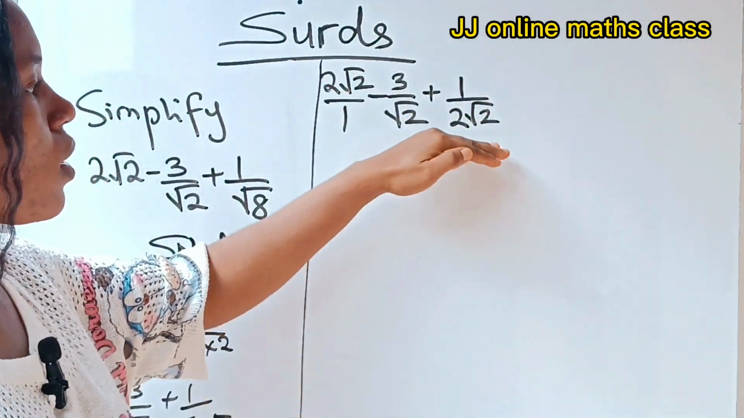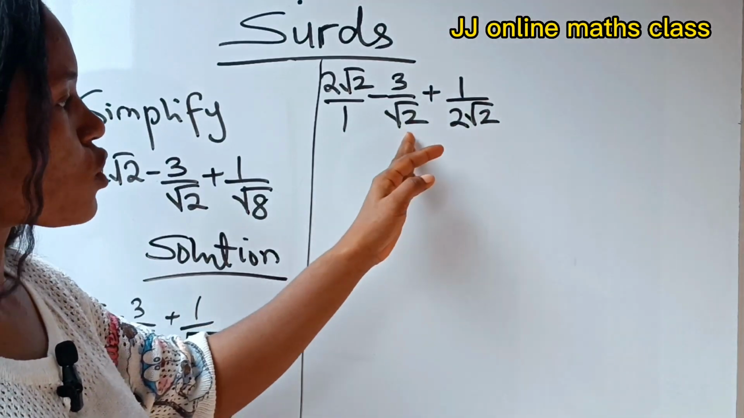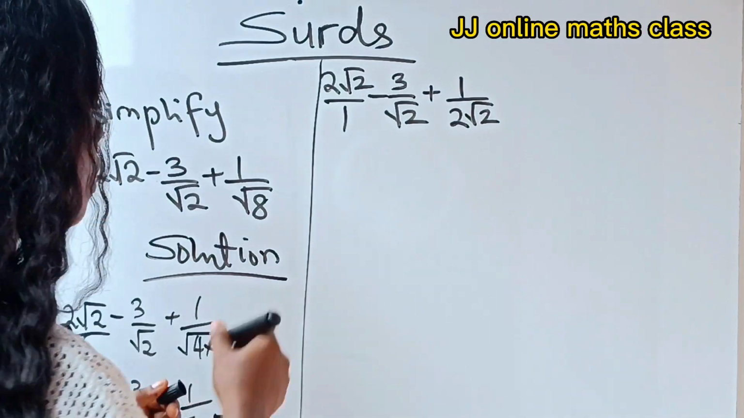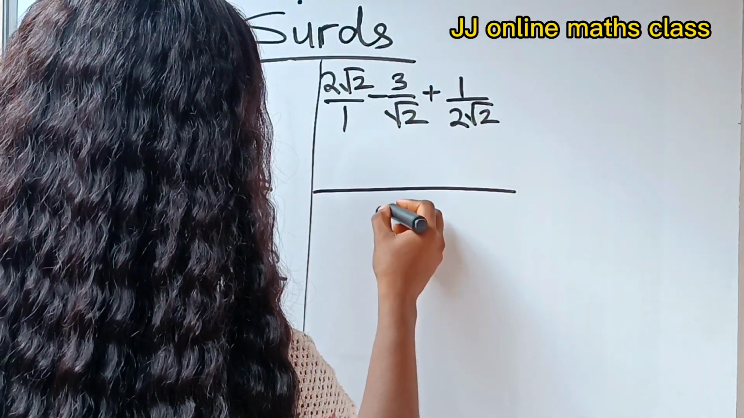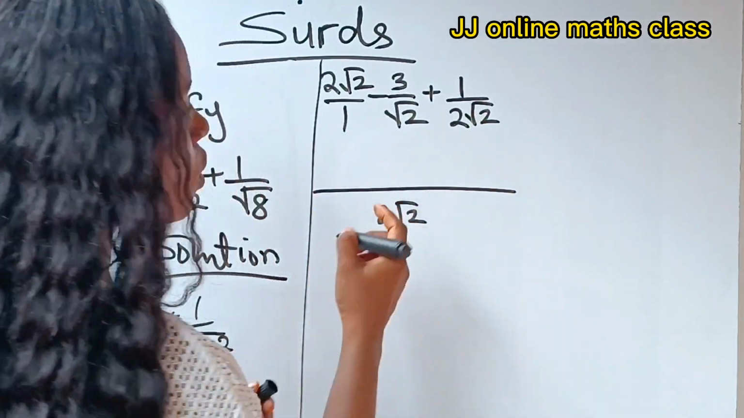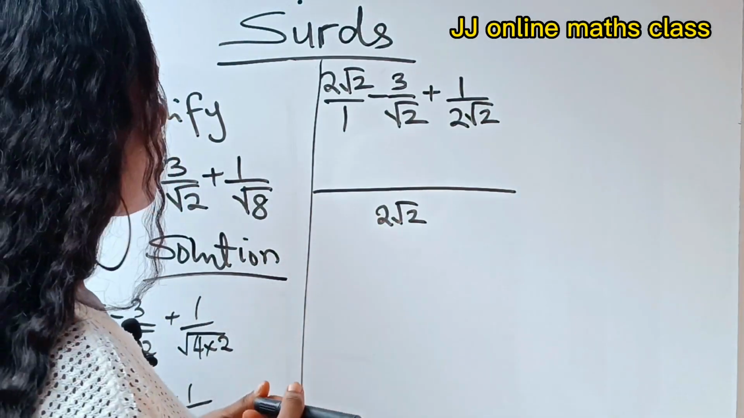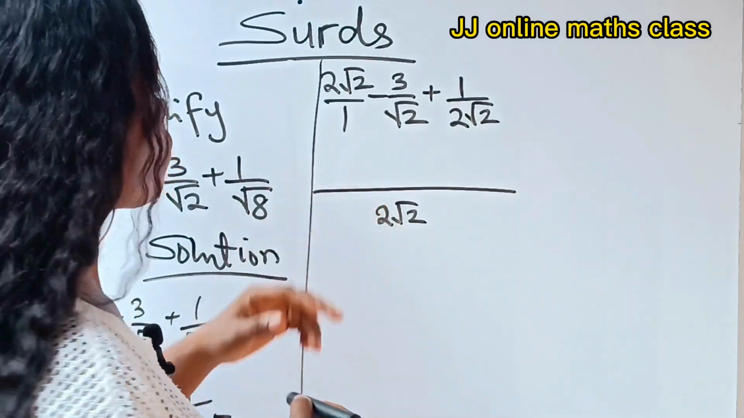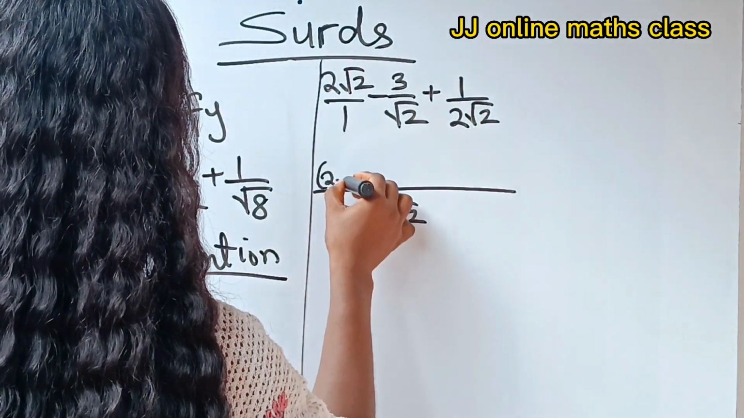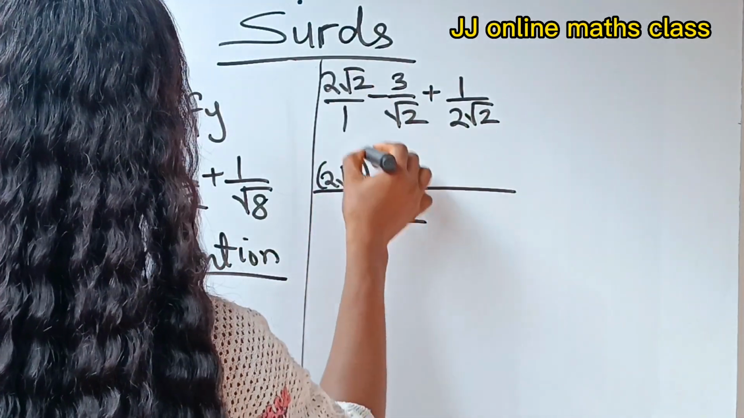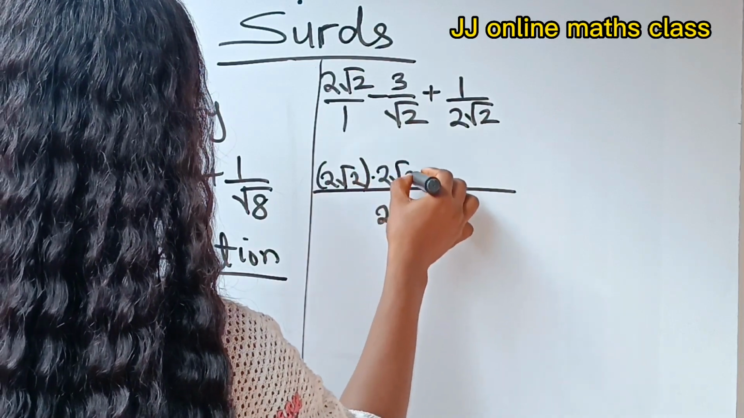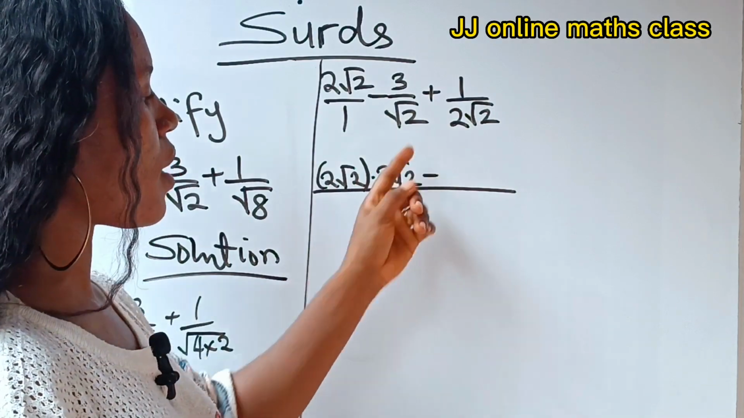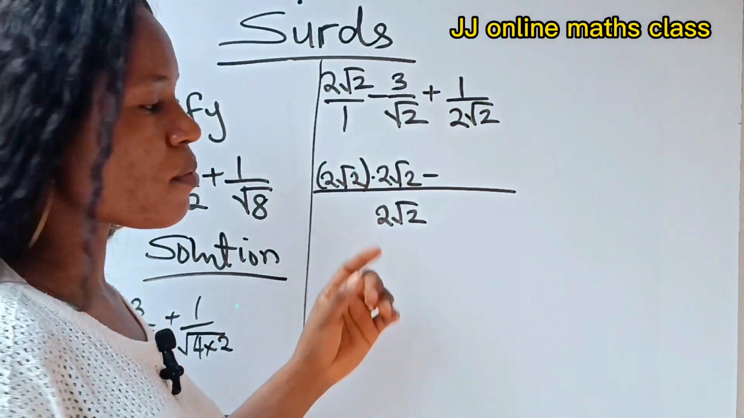At this point, what is the LCM of 1, root 2 and 2 root 2? The answer is 2 root 2, right? So let them have the same denominator, which is going to be their LCM. Now, when 2 root 2 is divided by 1, you are going to have 2 root 2. So it's going to multiply 2 root 2. Minus. Now, when 2 root 2 is divided by root 2, you'll have 2 remaining.